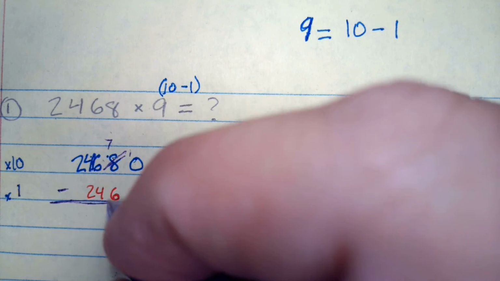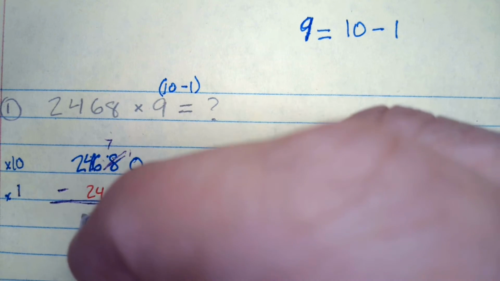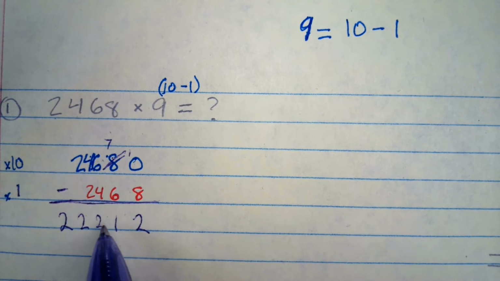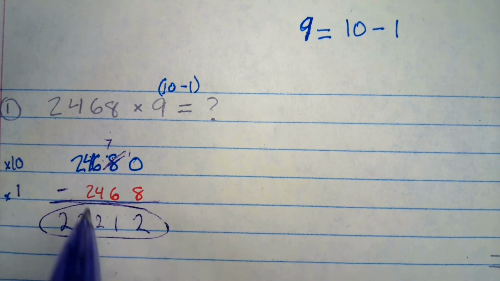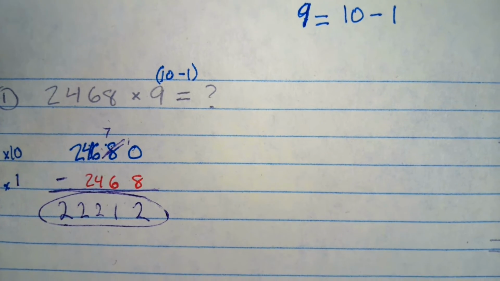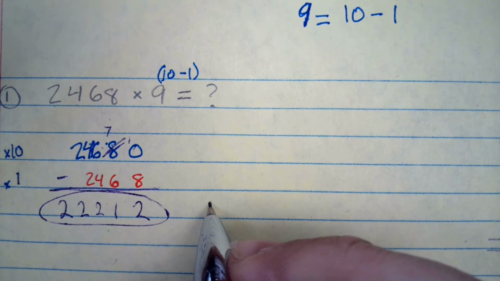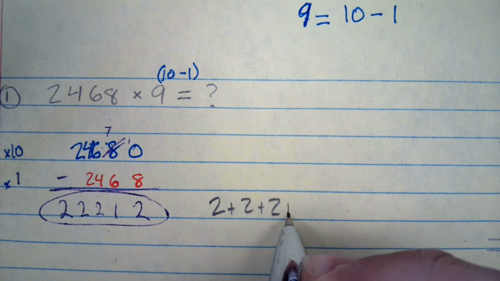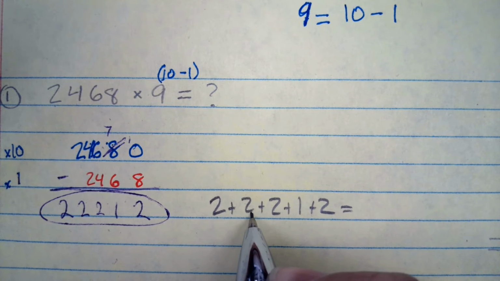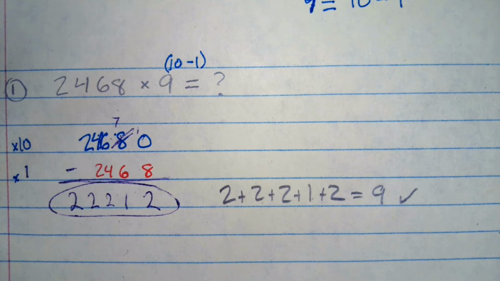7 minus 6, that works, is 1. 6 minus 4 is 2. 4 minus 2 is 2. And 2 is just going to be all by itself. And this appears to be my answer. Now, you might not believe that this works, but at the very least, I can double check to make sure that it's actually divisible by 9 using my divisible by 9 trick. So 2 plus 2 plus 2 plus 1 plus 2, adding up the digits, it's going to give me 2, 4, 6, 7, 9. So at the very least, I know my answer is divisible by 9.